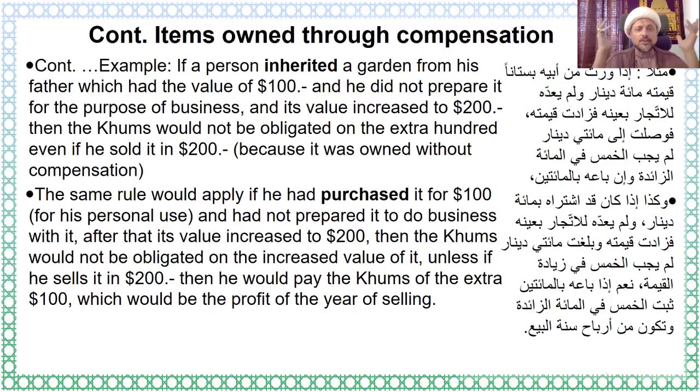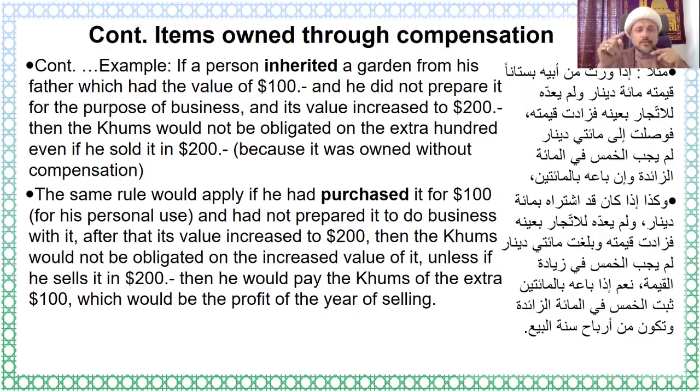So she got a garden as a meher, and the value increased. She sold it for 200. That's fine. The khums will not be obligatory on that extra 100, because it was owned without compensation, directly. Done. Next part.